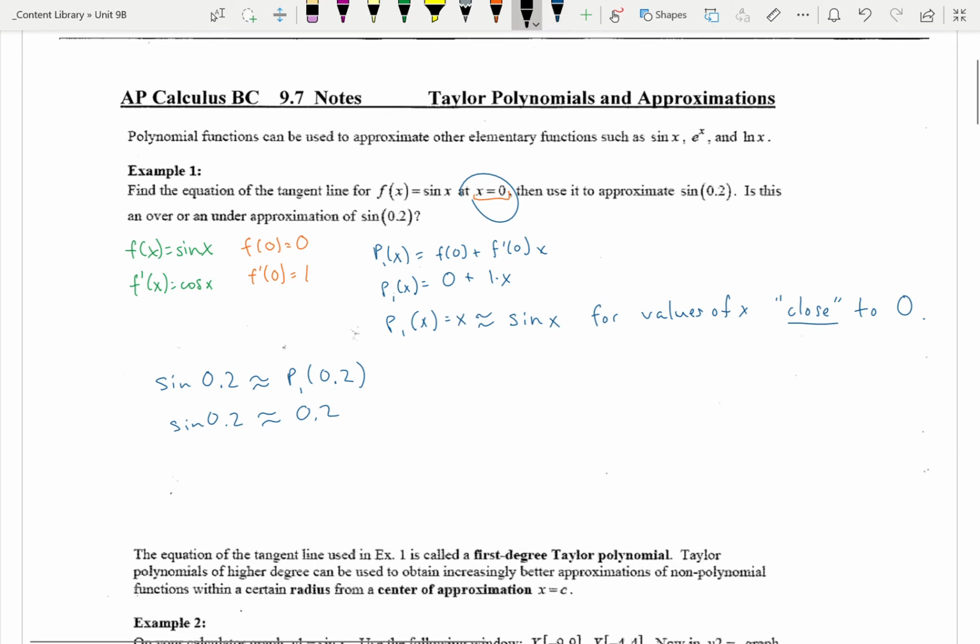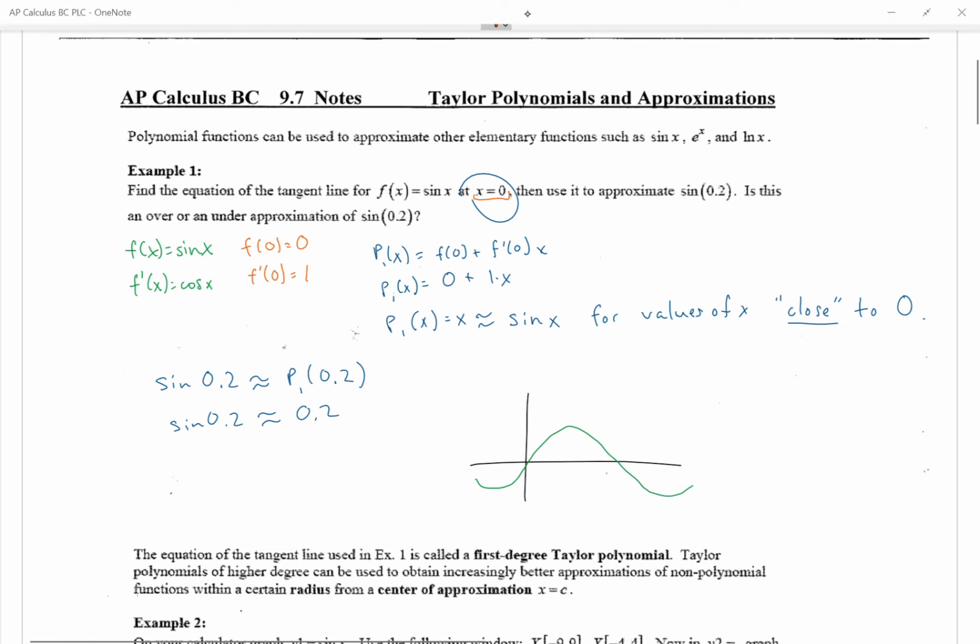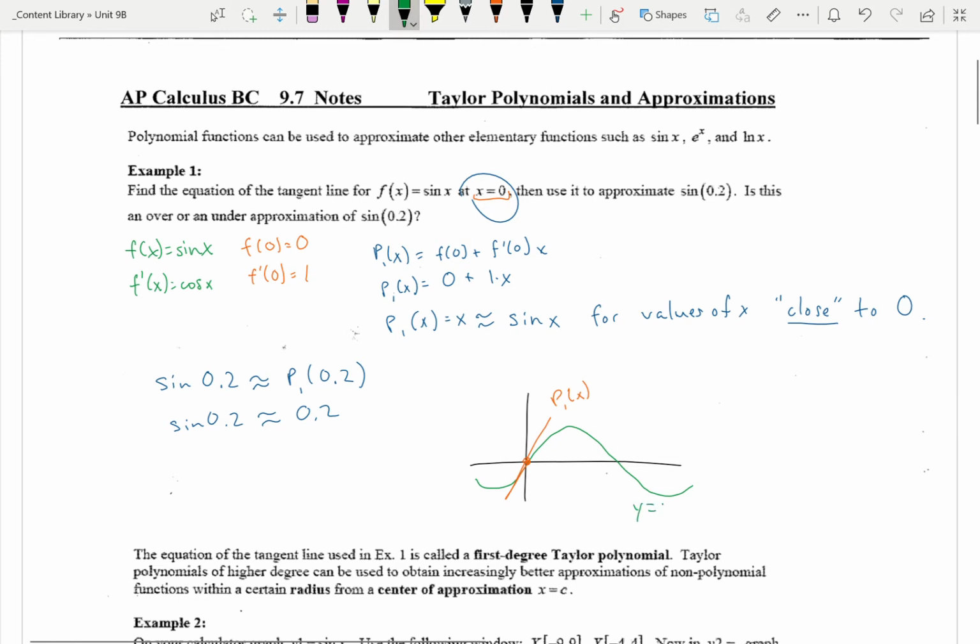Well, think about the graph. We know what the sine of x looks like. If we graph it, it looks like this. It kind of goes through the origin, kind of wiggles around, and at the point x equals 0, y equals 0, and the slope of that tangent line is 1, and we have ourselves that p1 of x is the orange, and the green is f of x, or y equals the sine of x. And we know that for small values of x, like for x equals 0.2, the two are close to each other. But as we look at this graph, we can see that it is concave down.